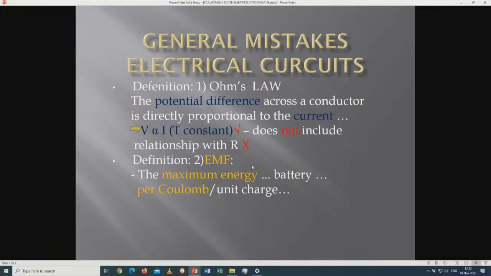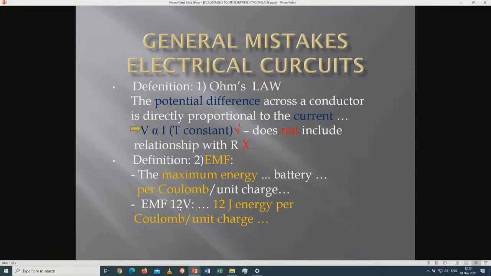It's the maximum energy. The important word might be energy, but I really prefer that you use this word maximum. That is the maximum energy that a battery can deliver per Coulomb charge, or per unit charge. The maximum energy that can be delivered per Coulomb charge. The formula V equals W divided by Q also gives you some guidance to this definition for EMF. The maximum energy per Coulomb or unit charge.